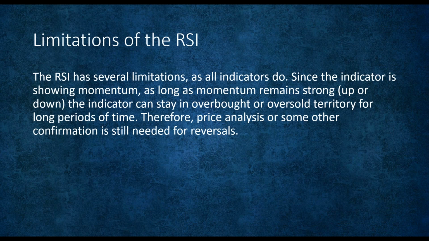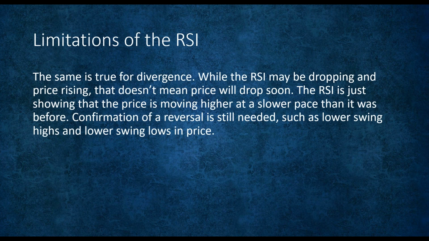Now, the RSI has several limitations, as all indicators do. Since the indicator is showing momentum, as long as momentum remains strong, the indicator can stay in overbought and oversold territories a long time. Therefore, price analysis or some other confirmation tool is needed to confirm reversals. The same is true of divergence. While the RSI may be dropping and price rising, that doesn't mean price will drop soon. The RSI is just showing that the price is moving higher at a slower pace.